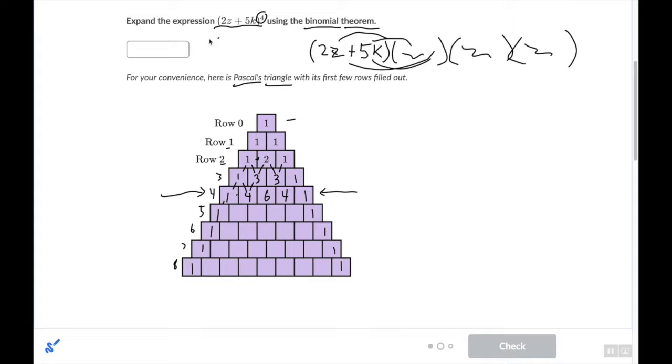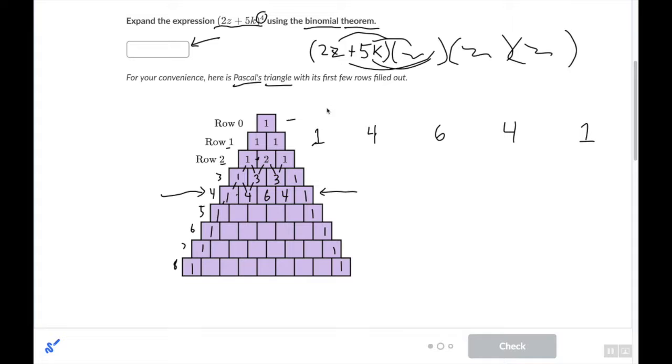And by the way, we're going to have to put it all in this box, so get ready to do some typing. It's not going to be that bad because we've got this handy triangle that we're going to use. So 1, 4, 6, 4, and 1 again.